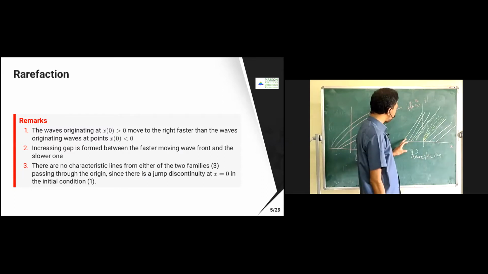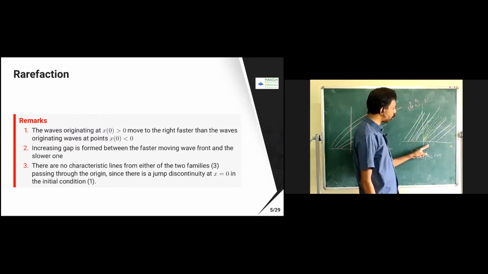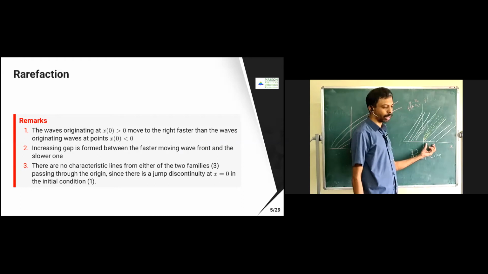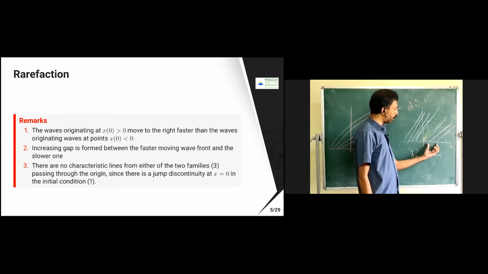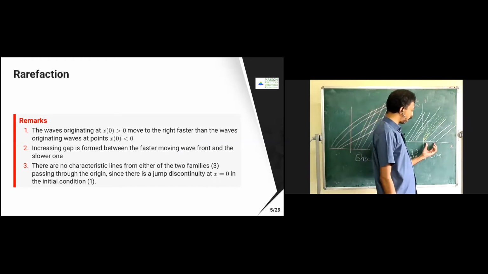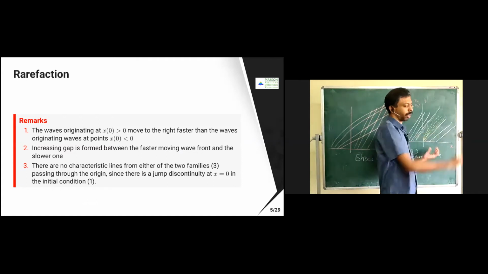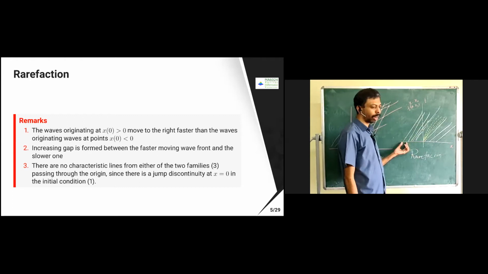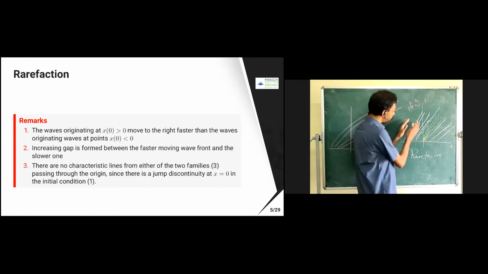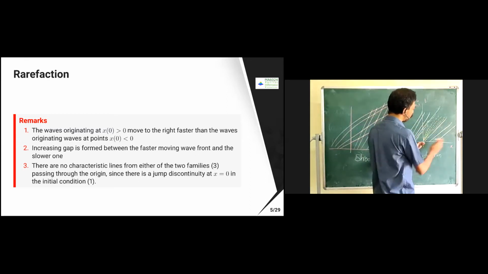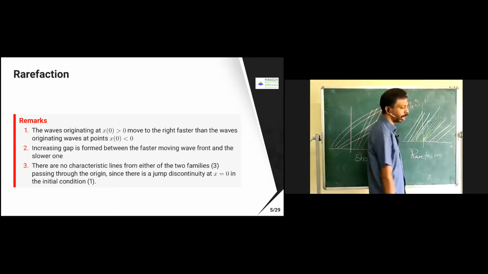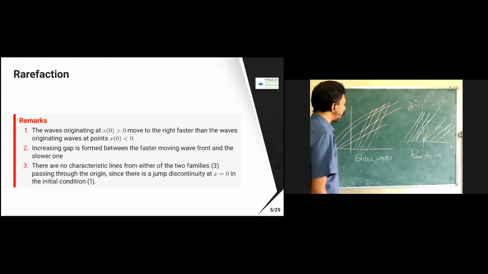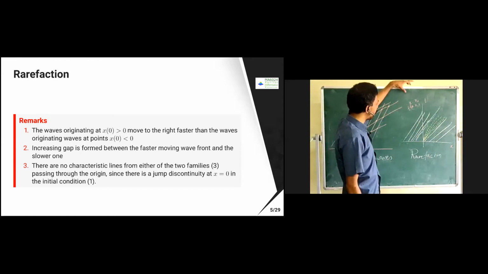Whenever x of 0 is greater than 0, the waves originating there are moving much faster than the waves originating from the points x of 0 less than 0. This one is going very slow, this one is going much faster. So I can see that when x of 0 is greater than 0, it moves very fast.